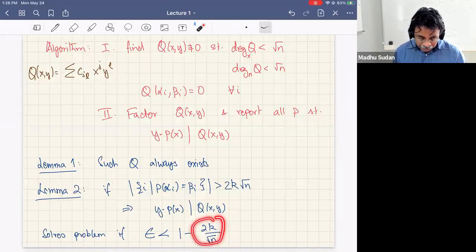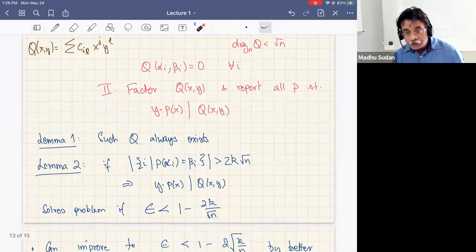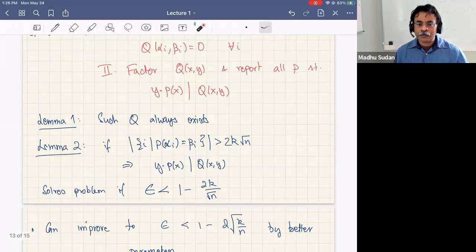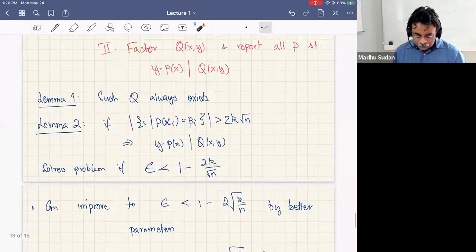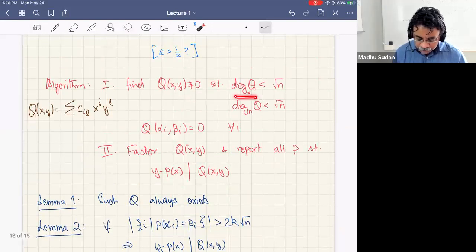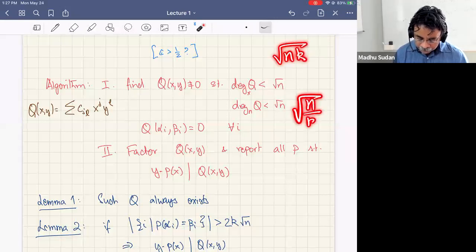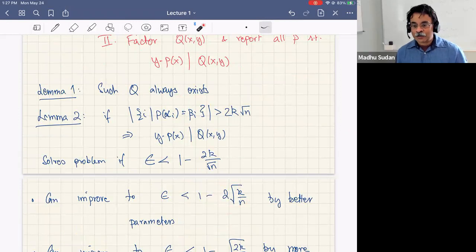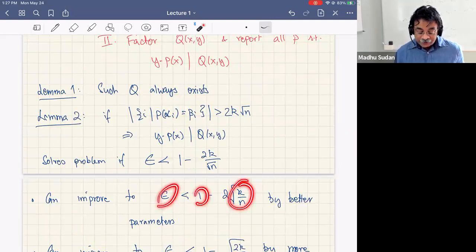So it solves the problem if epsilon is less than 1 minus 2k over square root of n. Not quite what we wanted, but close enough. There are 2 or 3 very simple manipulations. 2 manipulations are very simple. One thing you say is, I don't want to use the same degree of q in x and y. So here use degree nk, and there use degree n over k in y. If you do this, then already you will get a much better solution. It'll be 2 times square root of k over n. Now we are in business. This is the positive rate regime. So we can deal with positive rate and get error correction close to 1.